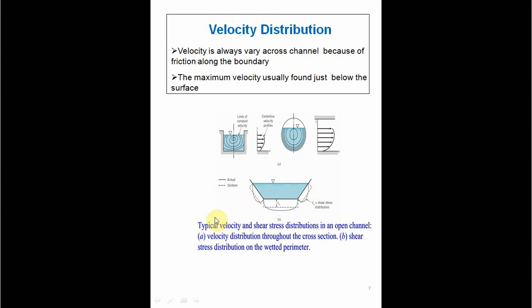Okay, so this is the typical velocity and shear stress distribution in an open channel. Figure A, velocity distribution through the cross section. So this is how the velocity has been distributed across the cross section. And figure B, shear stress distribution on the wetted perimeter. Wetted perimeter means, so this is the trapezoidal shape, and up to this level the water is stored. So from this incline, this incline and this horizontal portion, it will be the wetted perimeter.